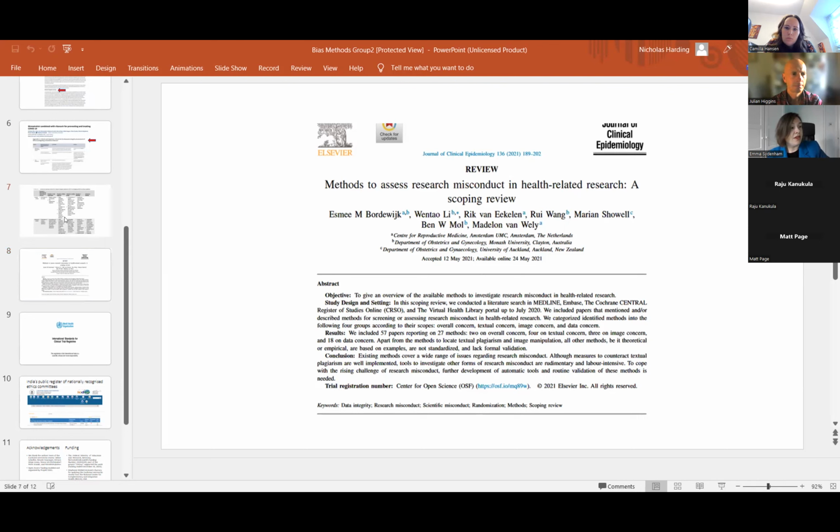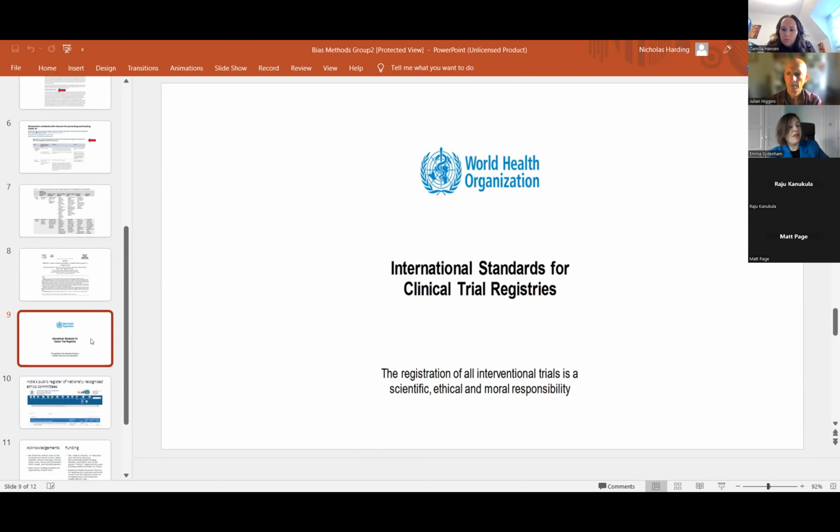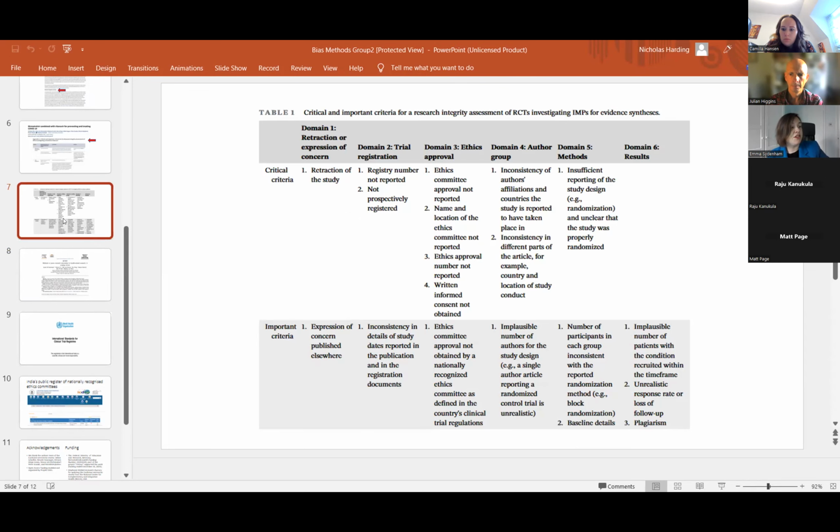So for the tool that I am describing here, it is suitable for recently conducted studies where the intervention is classified as an investigational medicinal product and therefore falls under the National Clinical Trials Regulations. So the first item of the tool is whether the study has already been retracted, in which case the study should not be included in the review. If there is a published expression of concern, the study should be held in awaiting assessment, excluded from the review, or included depending on the nature of the issue raised in the published expression of concern.